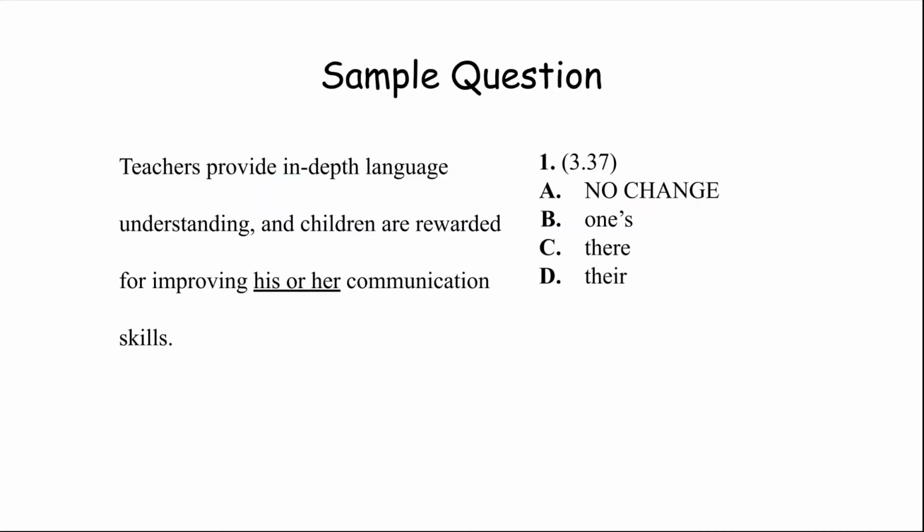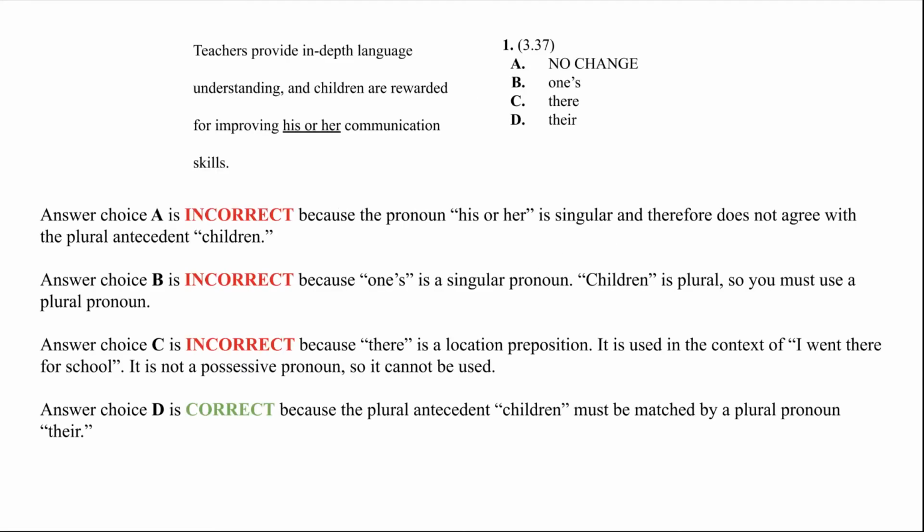Okay, so we're going to go ahead and walk through this sample question. It reads, teachers provide in-depth language understanding and children are rewarded for improving his or her communication skills. Okay, so our pronoun is underlined here and we have several choices. We could say his or her, one's, their or there. Our antecedent in this case is going to be children. Children is a plural antecedent, which tells us right away that I'm going to need to use a plural pronoun. The only plural pronoun that's given here is answer choice D, their.